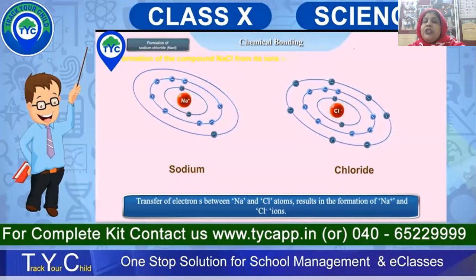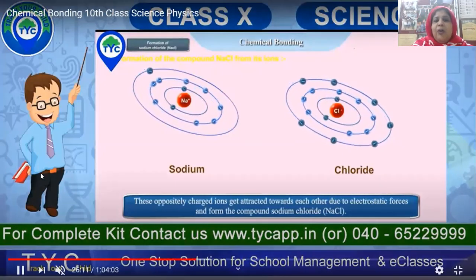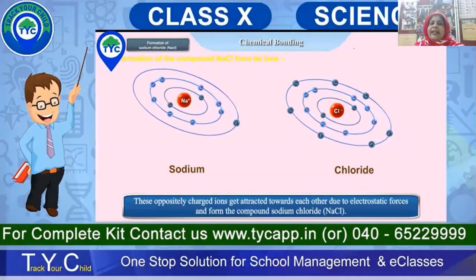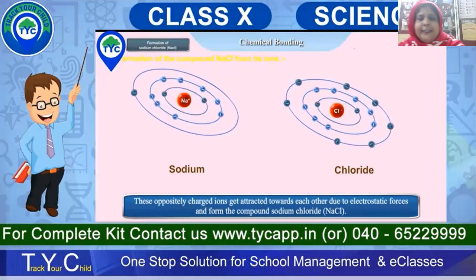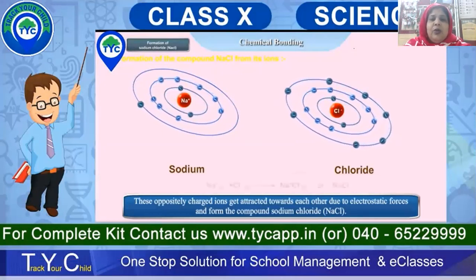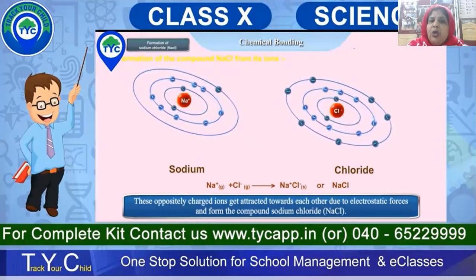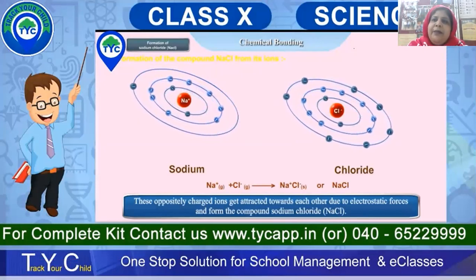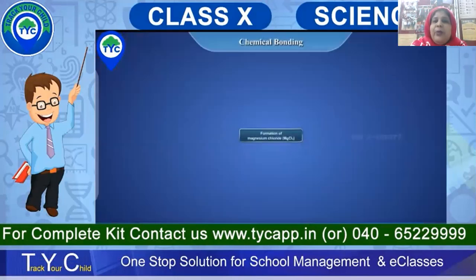Then the transfer of electrons between sodium and chlorine atoms depends upon the oppositely charged ions that are being attracted by the electrostatic forces, and they form a compound called sodium chloride. So you can see that sodium plus chlorine, when they combine together, form sodium chloride in a solid state. It's nothing but your common salt, namak that you see in your kitchen, and this is how it is formed.